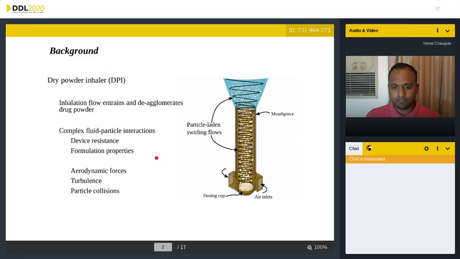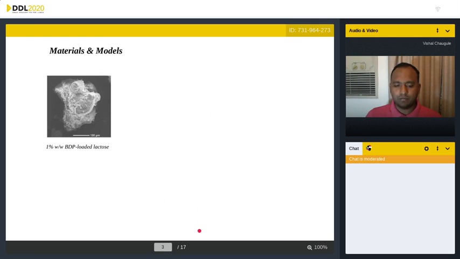We also have the action of aerodynamic forces, turbulence, and particle collisions coming into the picture. So in order to improve DPI performance, it's imperative that we study and understand these complex processes comprehensively. We propose to do that using three complementary methods: in vitro deposition, particle image velocimetry, and computational fluid dynamics.